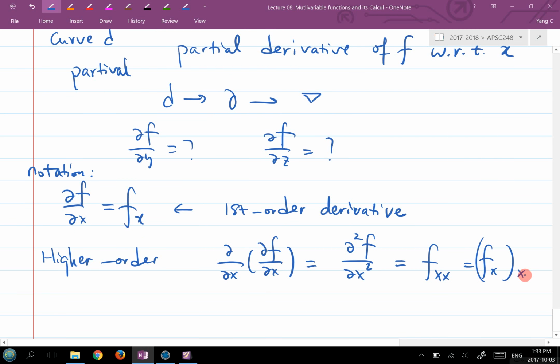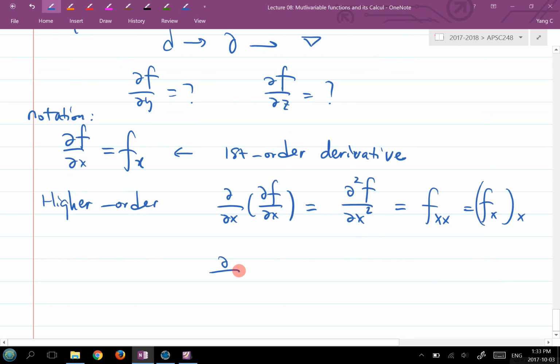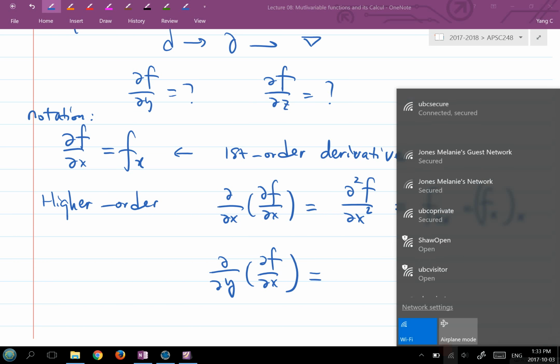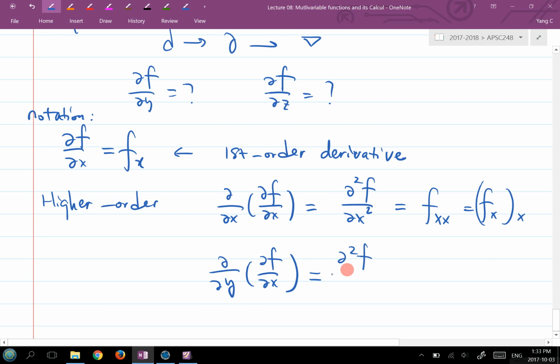Is that good? Okay. Now, you could also be taking a partial derivative with respect to y. Once you finish this, you take another partial derivative, but this time it's with respect to y. So in this case, you can write it differently. This is partial y, partial x, or it can be f subscript xy. Or this. So either is fine.